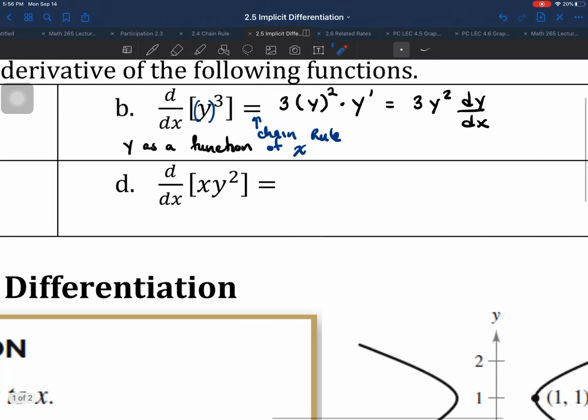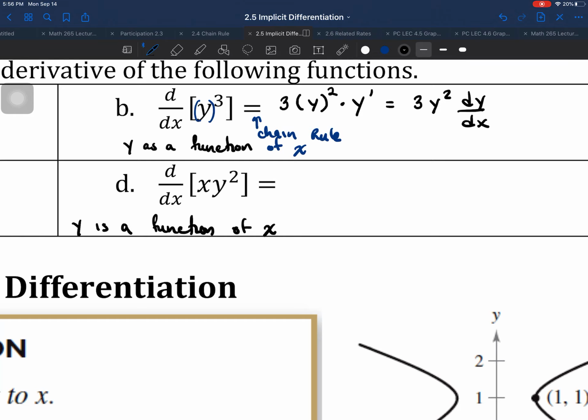So again, let's write ourselves a note. Y is a function of x. So now this is interesting because what do we have here? We can see here that x is a function, right? By itself it is a function, right? But then we also have this as a function. So I'm not sure if you guys are seeing this, but the rule says when you multiply two functions, then you have to do product rule. So here we're going to do product rule.